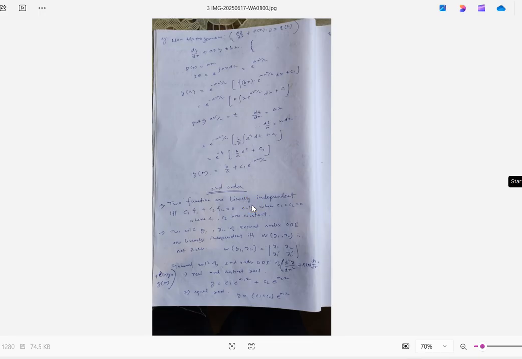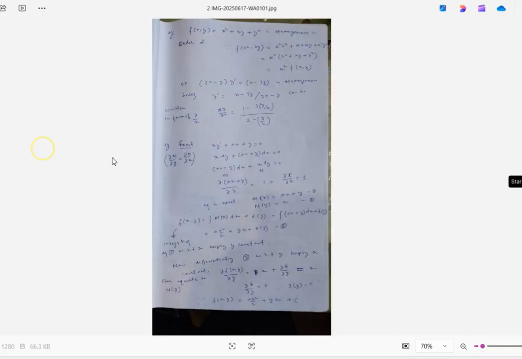Now, a non-homogeneous equation of this type. This is also the same. There is a non-homogeneous equation dy by dx plus p of x into y is q of x. q of x is not equal to 0. That's why this is non-homogeneous.